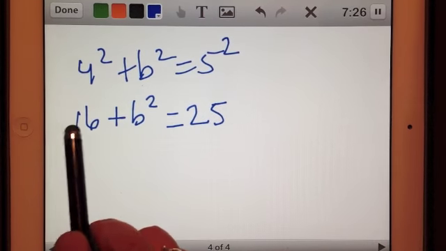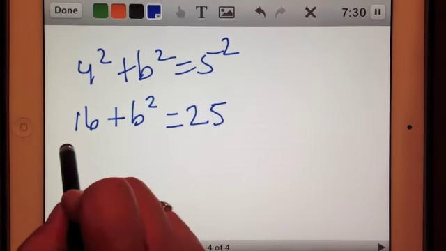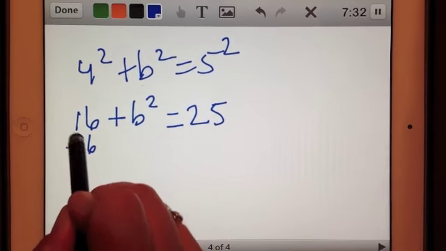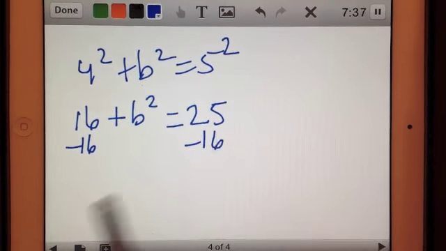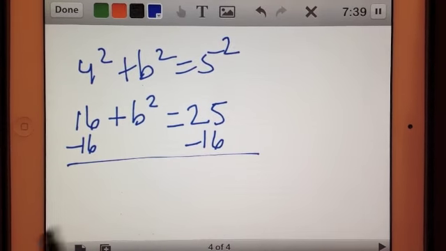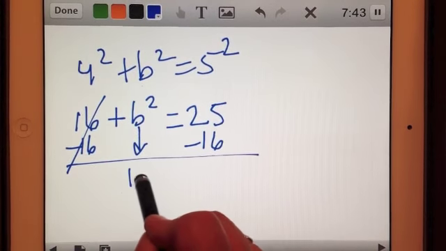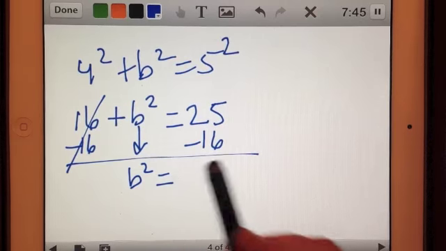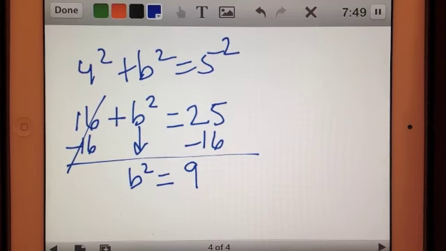So I know that if I subtract 16 from this side, that will take away that 16 on this side. But if I do that on this side, I'm going to have to do that on the other side to keep the equation balanced. So I'm going to subtract 16 from both sides. That will eliminate that one. When I bring this down, I'll end up with B squared equals 9.